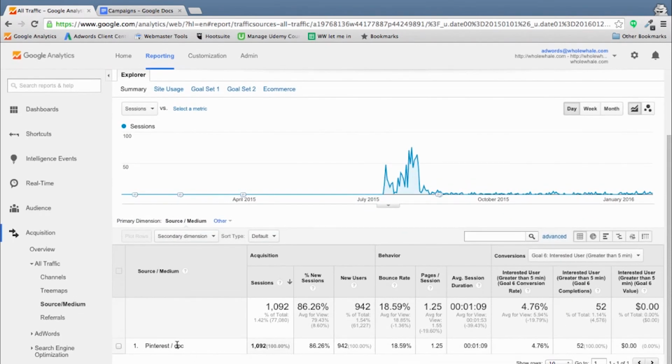So now I'm looking only at Pinterest CPC traffic. So you can see July and August is when these ads were running. I want to look at this by campaign. I don't want to just see one listing for all the Pinterest CPC traffic. So I'm going to change this primary dimension here to campaign.